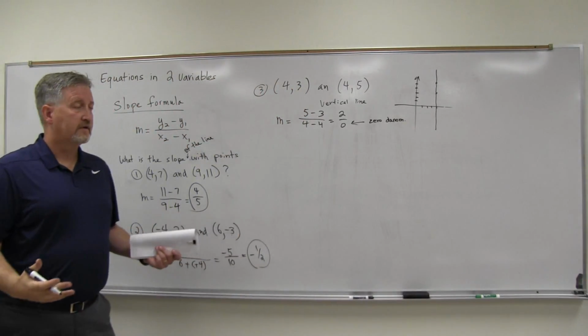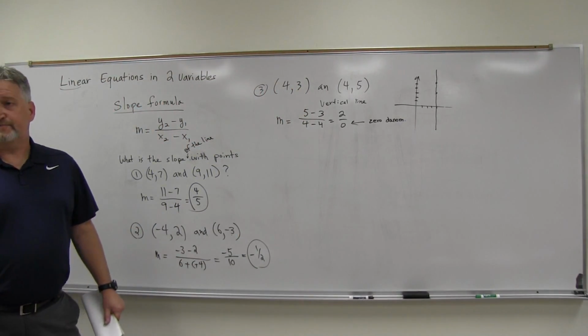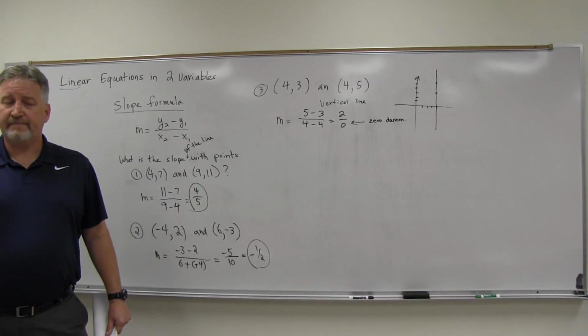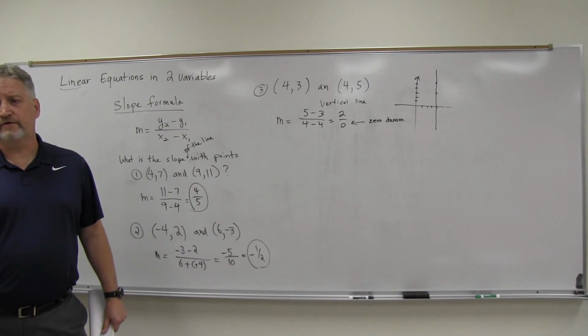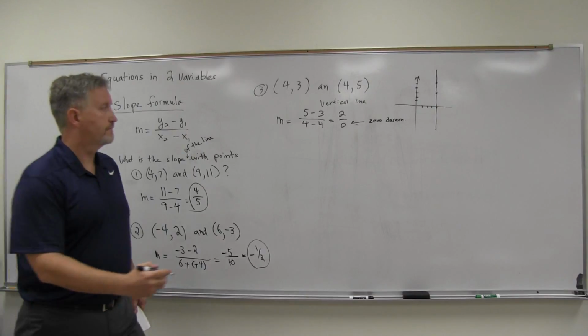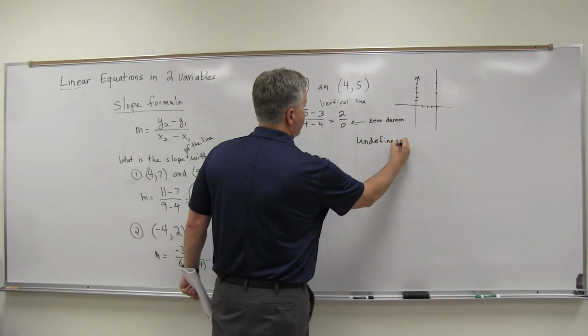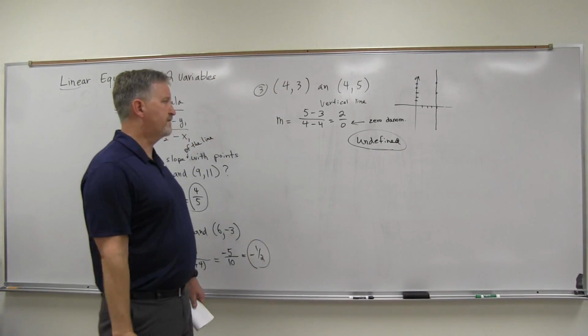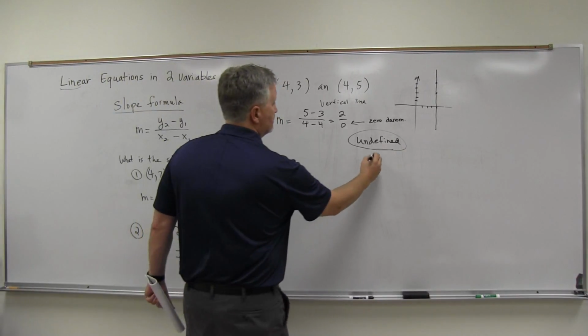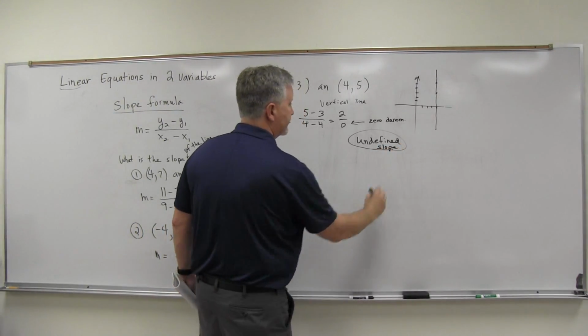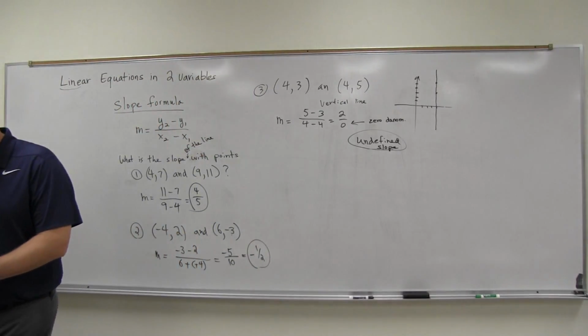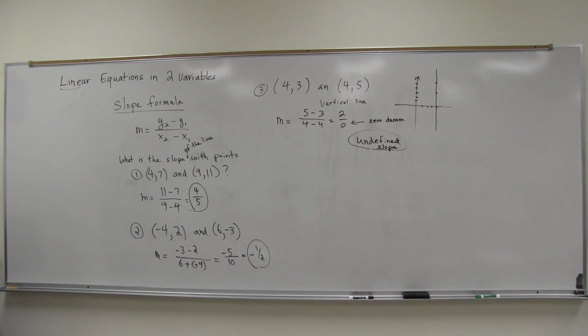You can't define that expression. 0 on the top is okay, but 0 in the denominator, that's undefined. Okay? So that's why when you have a vertical line, you get this undefined slope. Okay? All right.